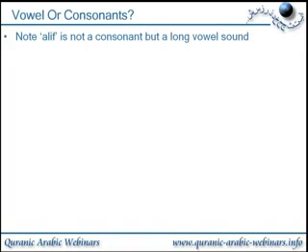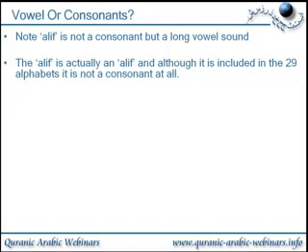Okay, so now we're going to cover just a little note, what I've put here as vowels or consonants. Note, alif is not a consonant, but a long vowel sound. The alif is actually an alif, I'll explain that in a minute, and although it is included in the 29 alphabets, it is not a consonant at all. So what I'm saying here is when you look at the 29 alphabets, and you'll see this in most books, it will say alif, ba, ta. Now all the letters in the alphabet are known as consonants.